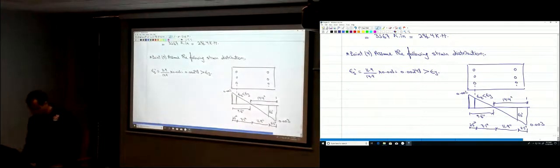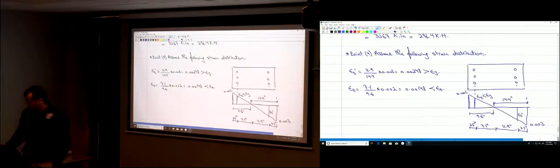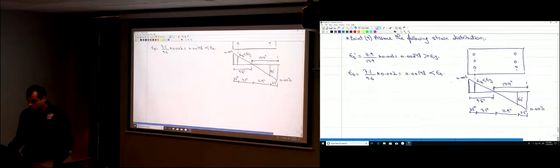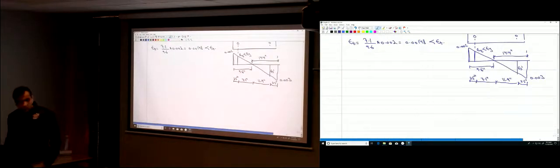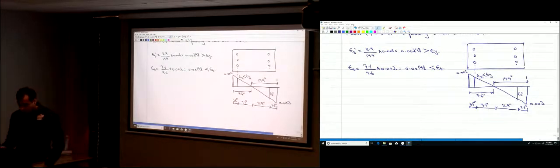So how much is epsilon t? Again, from the similarity of the triangles, it's 7.1 divided by 9.6 multiplied by 0.002. So that's 0.00148. As you see, it's less than epsilon yield. So now we need to find the forces, okay?